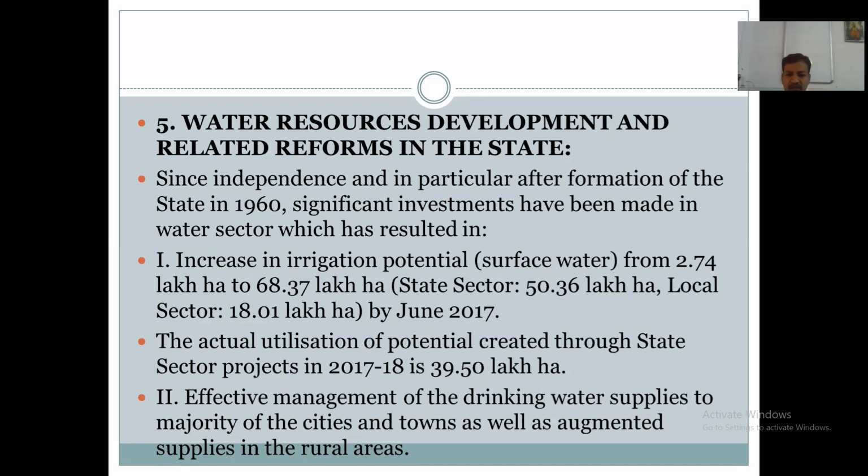The actual utilization of the potential created through state sector projects in the year 2017 to 18 is about 39.50 lakh hectare. Effective management of the drinking water supply has also been made for the towns and rural areas.